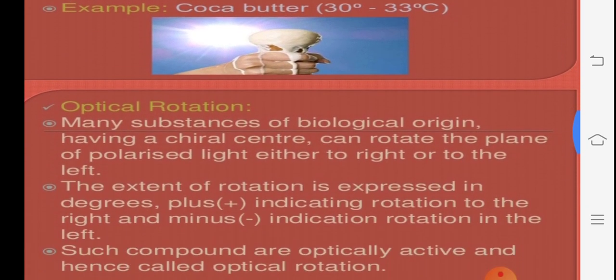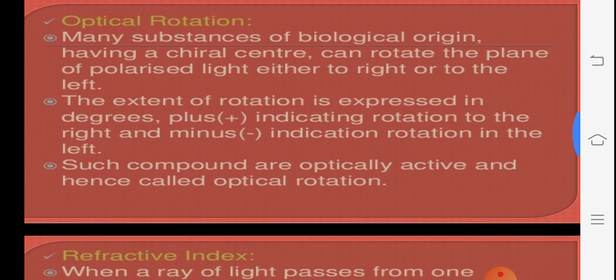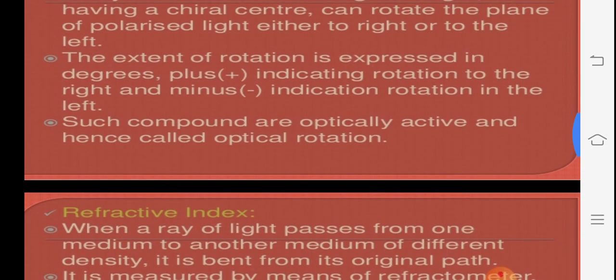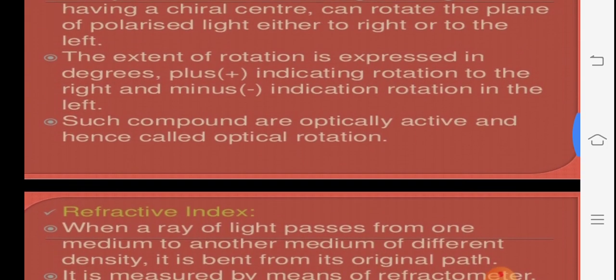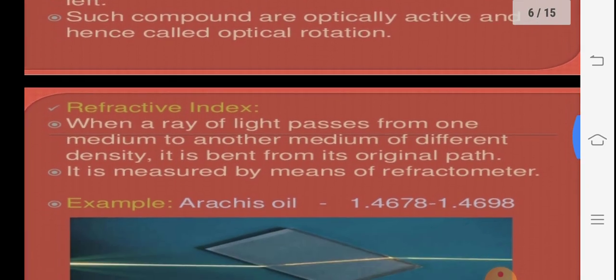Then optical rotation, that is, many substances of biological origin show the plane of polarized light rotating either to the right or to the left. So how it shows the rotation, and the extent of rotation, is either positive or negative. We know dextrorotatory and levorotatory, right, or the minus indication. Such compounds are optically active, hence the term optical rotation. So you remember this point also for the physical evaluation.